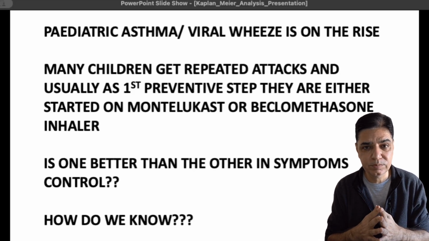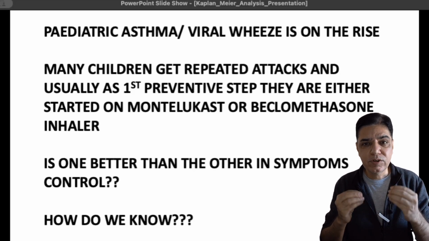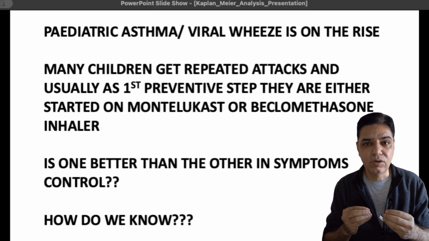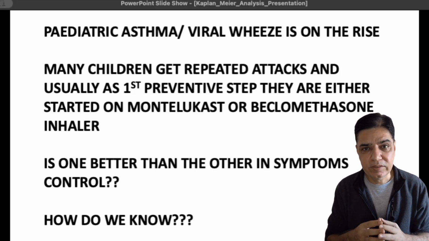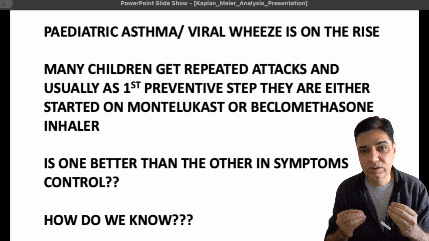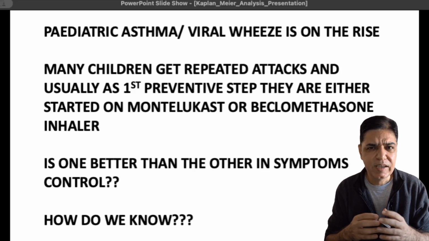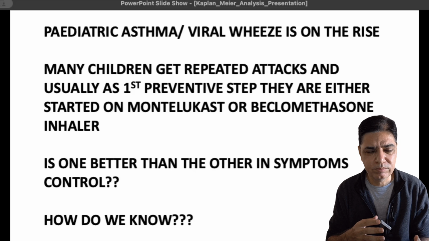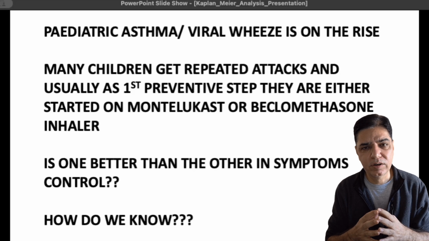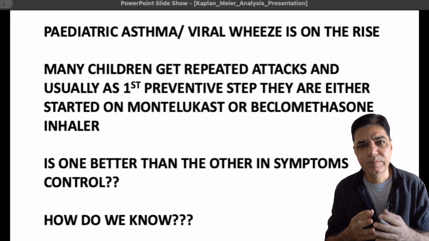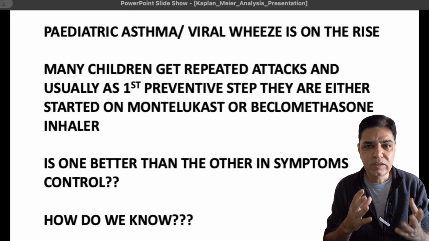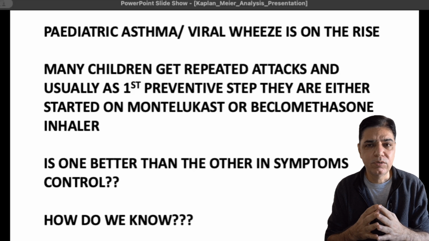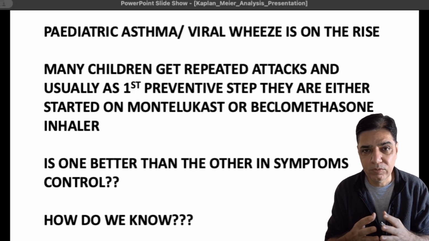They are coming back again and again to the hospitals, or hospitals are overloaded with these wheezers. So usually, as a first step of prevention, following the stepwise management of asthma or viral wheeze, they are either started on montelukast or a beclomethasone inhaler. Again, it depends on the dose. Usually for younger children, we start montelukast 4 milligrams once every day. Beclomethasone is started at 100 micrograms BD for at least 6 to 8 weeks. These are what we call the preventers, the preventive management of viral wheeze and asthma.